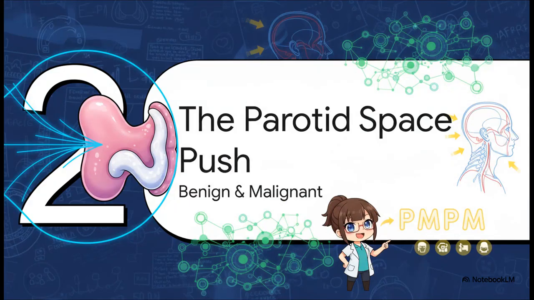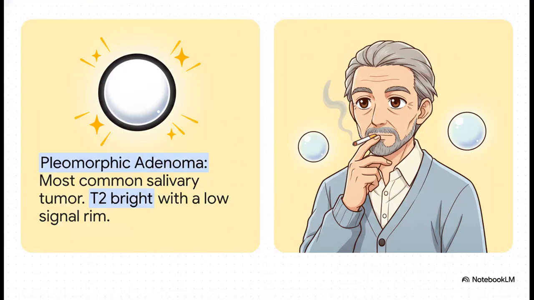Okay, let's put this into practice with our first vector. If you see that parapharyngeal fat getting pushed medially, you know without a doubt you're in the parotid space. Just remember the mnemonic, PMPM. Parotid mass pushes medially. So the most common player on the field here is the pleomorphic adenoma.